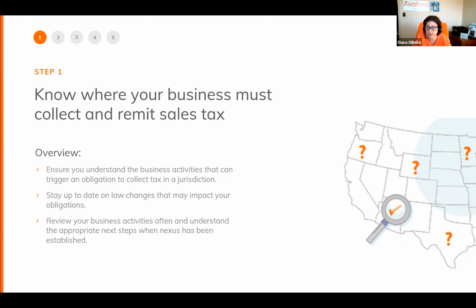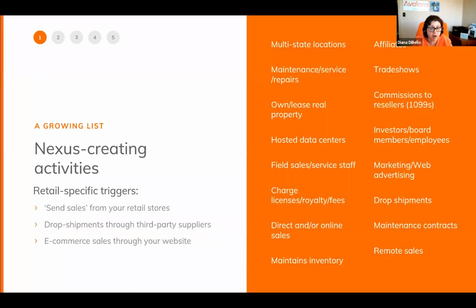If your business is that type of business that you have an affiliate, hosted data centers. So that's one that a lot of companies don't think of. Royalties, web advertising, there's more. And it is a difficult part of sales and use tax for people to manage. So some of the nexus creating activities are listed here. I'm not going to read them all, but there are a lot of them here.